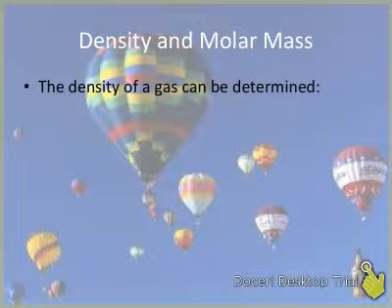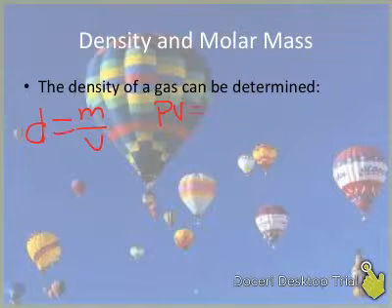Density is mass divided by volume, correct? Well, now that we know what volume is equal to using PV equals nRT, let's just do a little bit of substitution. So PV equals nRT. What can I do to get volume all by itself? I can put P on the other side.